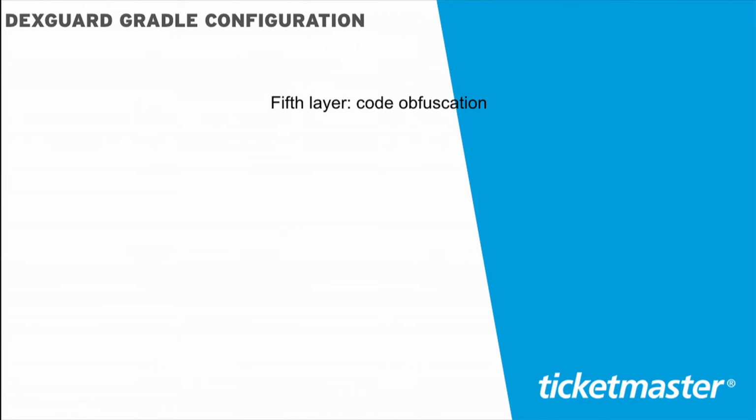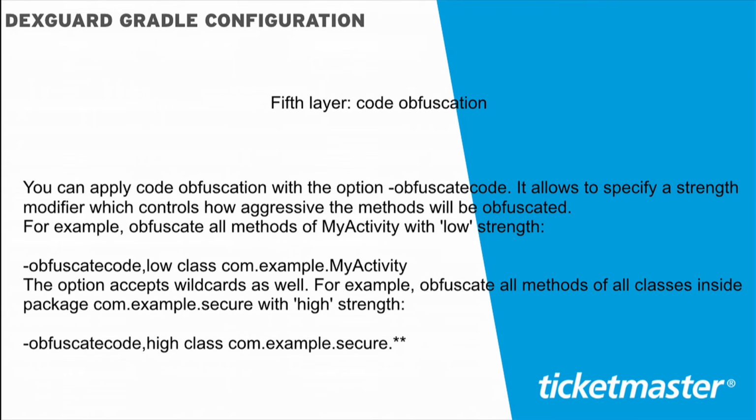Code obfuscation. ProGuard out of the box adds a little bit of code obfuscation on its own, but DexGuard has a much more sophisticated way of doing this. You can specify a strength modifier, for example, high strength, medium strength, low strength, and you can do it at a class level. So for example, you can mix and match how strong obfuscation you want to use on different classes or packages.